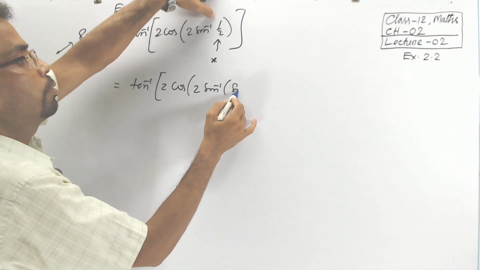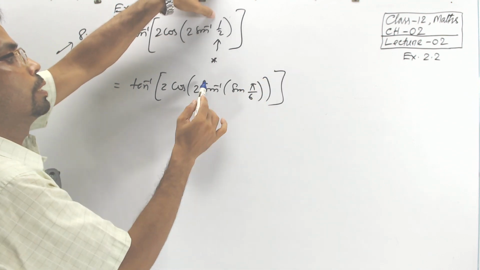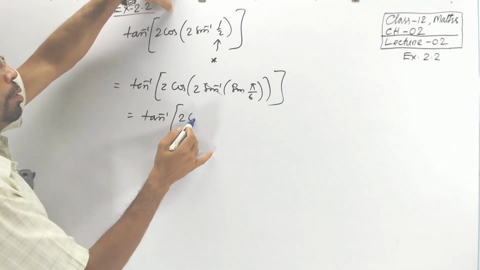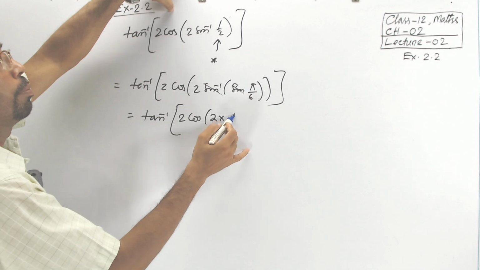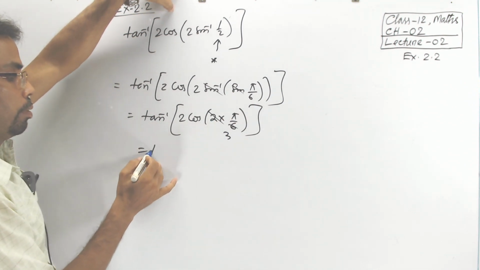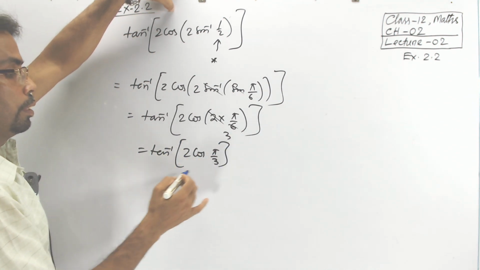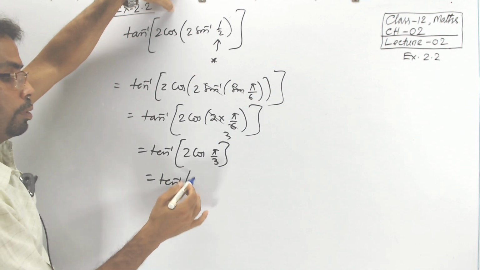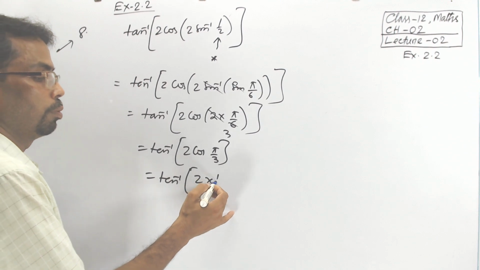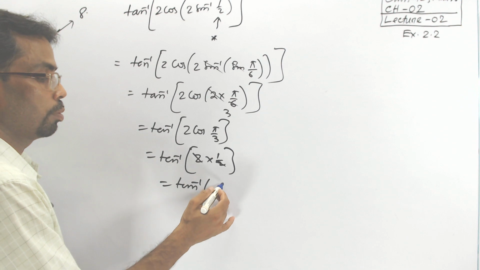Sine inverse 1 by 2 is sine 30, that is pi by 6. And then sine inverse sine cancel. Remaining 2 cos twice pi by 6. Then this is getting cancelled. You will get twice cos pi by 3. Then cos pi by 3 we know. What is cos pi by 3? Cos 60. Cos 60 value is again 1 by 2. And then this 2 also gets cancelled. Remaining only tan inverse 1.